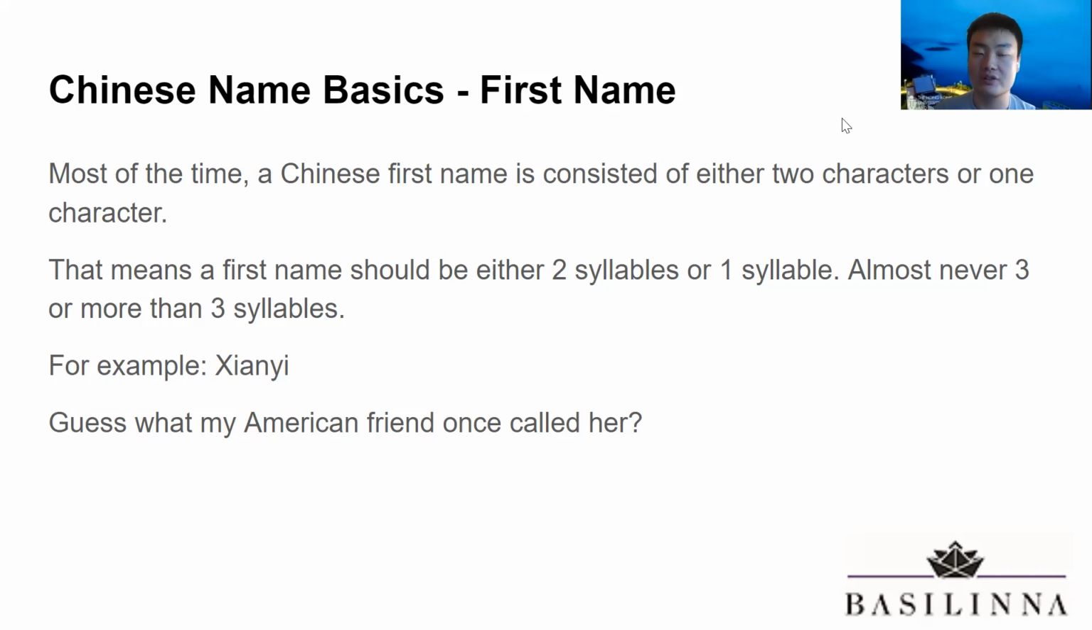Okay, but there are also some special cases. Some names have three or more syllables, but it's pretty rare. The first name should be either two syllables or one syllable. For example, Xian Yi, Xian Yi. You know this name is two syllables, just like Rui Han.